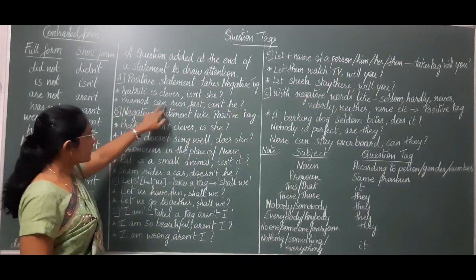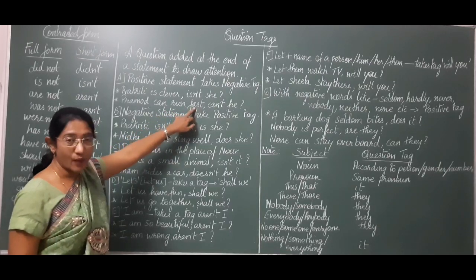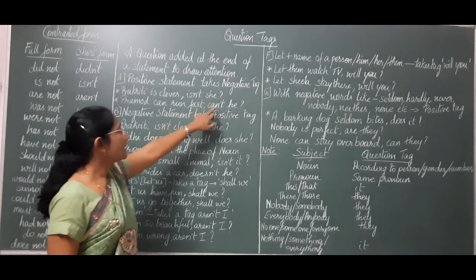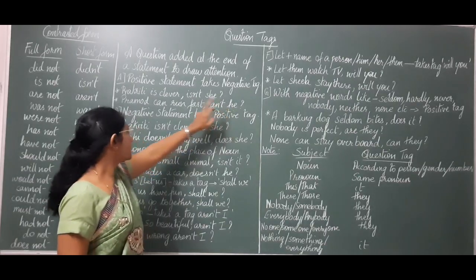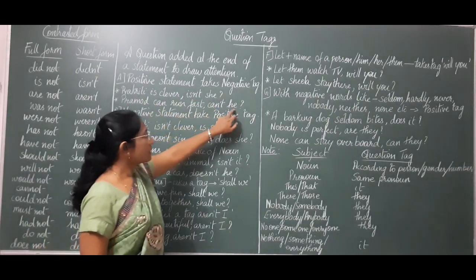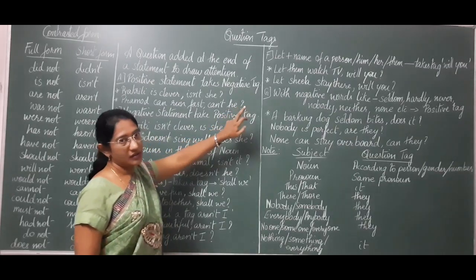Pramod can run fast is a positive statement. It takes a negative tag. Can't he? Okay. So, and ends up with a question mark.